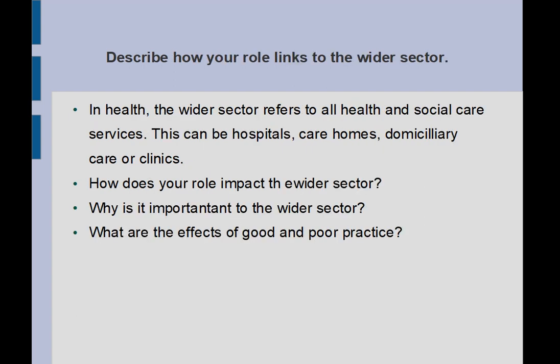So next we've got describe how your role links with the wider sector. This one might have some crossover with the previous question, but in this one, ignore the spelling mistake again, there's a spacing error in there. So how does your role impact on the wider sector? What would go wrong if you weren't there to do your role? And what are the effects of good and bad practice is important here as well.